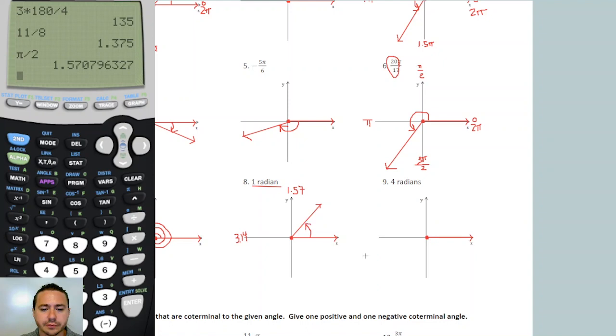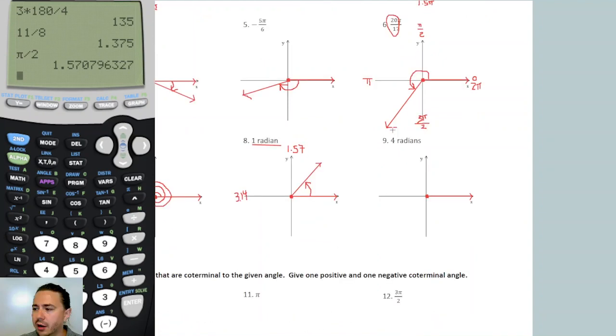Number 9 is similar, where it's not in terms of pi, it's just 4 radians. So let's think, that would be more than 3.14, but what is 3 halves pi? 3 halves pi would be 4.71. 4.71 is down here, and then we'd have 6.28 if you went all the way around. So this is approximately pi over 2. Over here we've got pi, 3 pi over 2, and then 2 pi.